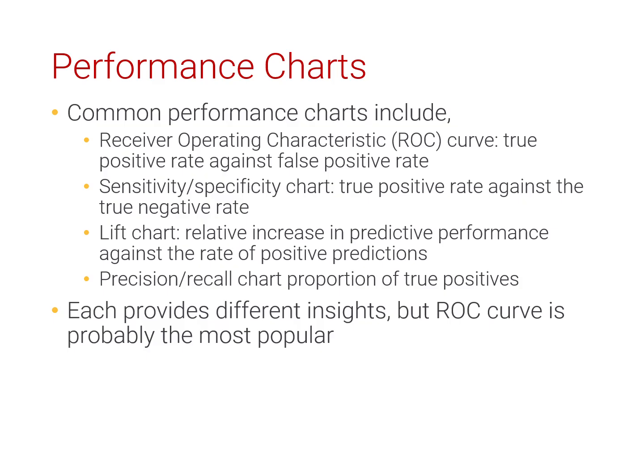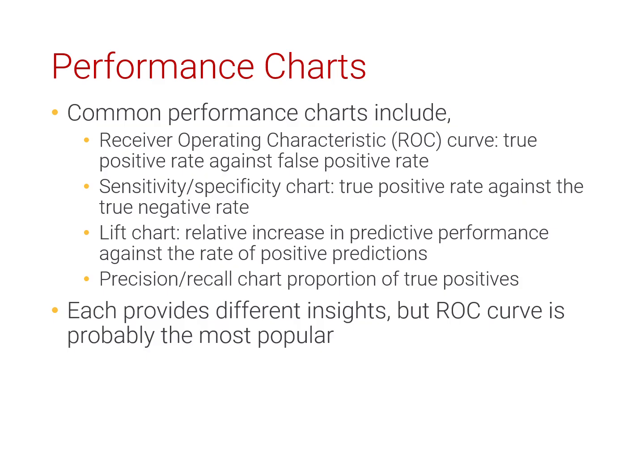Another valuable chart is the lift chart. The lift chart measures the relative increase in predictive performance compared to a random baseline. It plots the lift, which is the ratio of the classifier's predictive performance to the random baseline, against the rate of positive predictions. The lift chart helps us assess the effectiveness of our classifier in targeting the most likely positive instances. A higher lift indicates that the classifier is able to identify positive instances more efficiently than random selection.